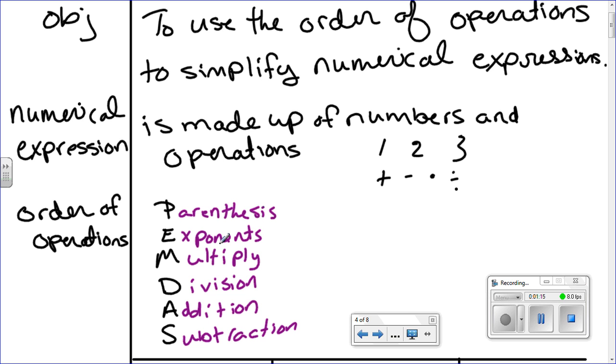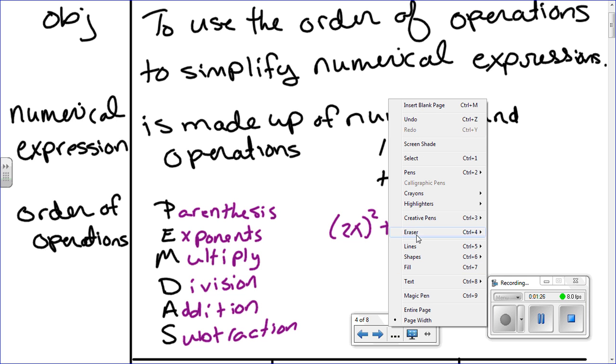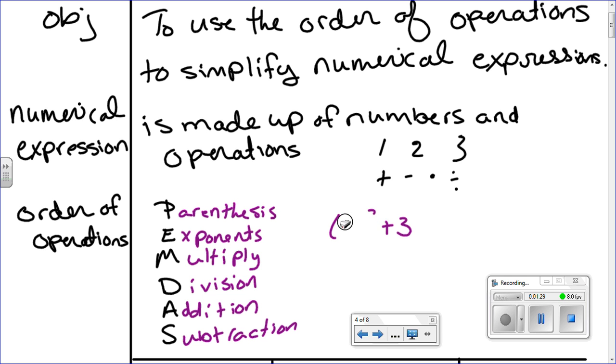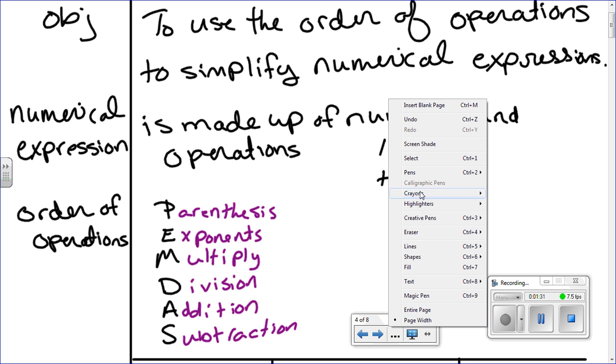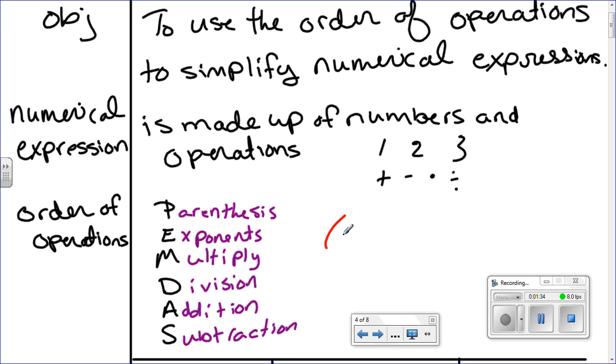So what does this stand for? What does it mean? It means that whenever we have a problem, say 2x squared plus 3, actually that one might be a little more complicated than I was thinking. Let me get rid of it. Say we have 2 squared plus 3, and then we'll put a 5 on here to multiply. We want to do parentheses first. So we come inside the parentheses and we say, well, what's in here? I have an exponent and I have an addition. Well, which one of them comes first in PEMDAS? Exponents comes first. So I'm going to do that first.